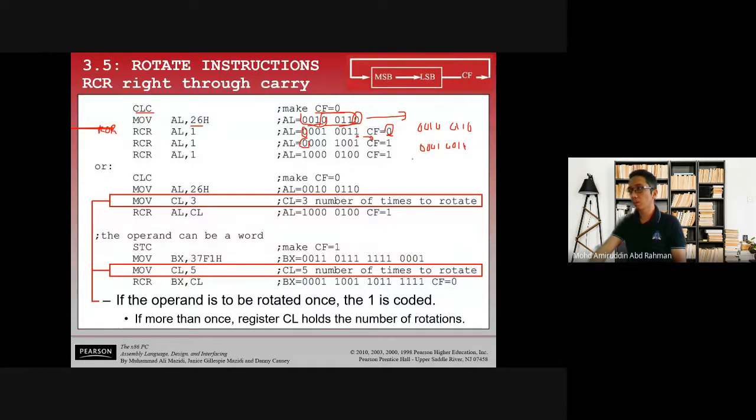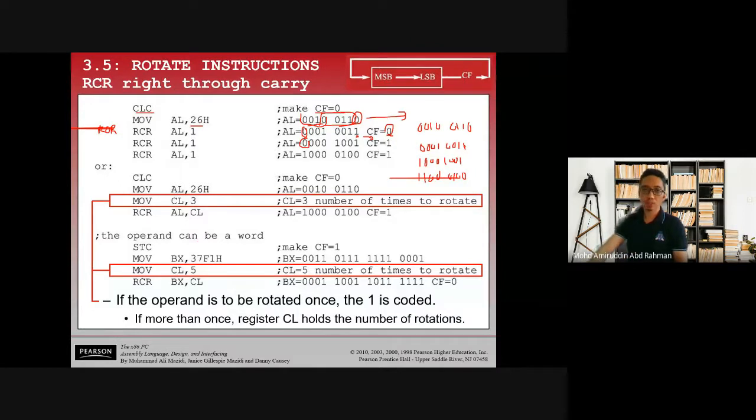And then next one, it will be 1, and then we have 0, 0, 0, and 1, 0, 1. And the next one, we will have that as 1, 1, 0, 0, 0, 1, 0, 0. So that's for ROR. So you see the difference. Meaning that over here, the carry flag will hold that number before the next RCR command is made. Meaning that it is lagging one step.